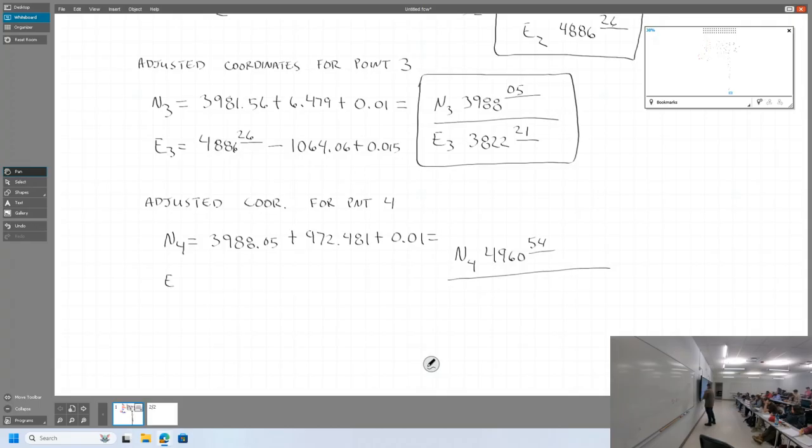Easting of 4. Again, 3,822.21, plus the departure result that we had previously, plus our departure correction. That's 4,159.6.